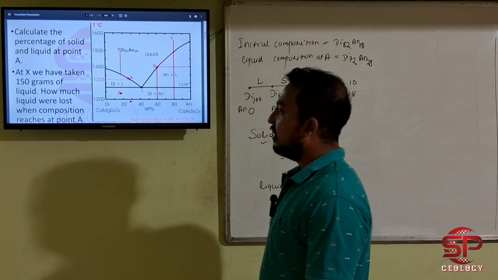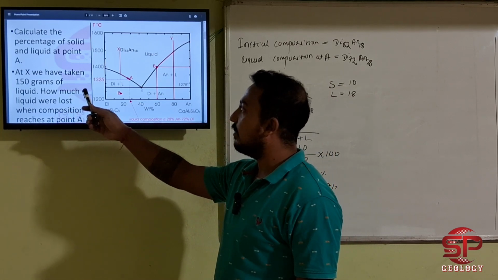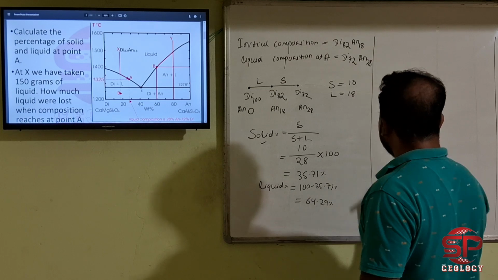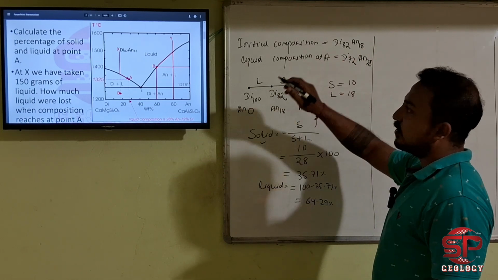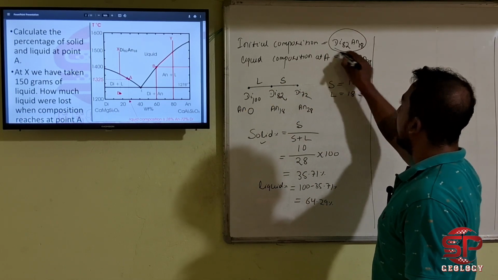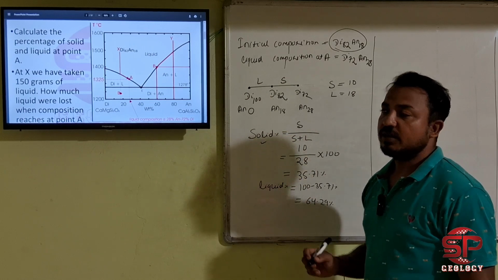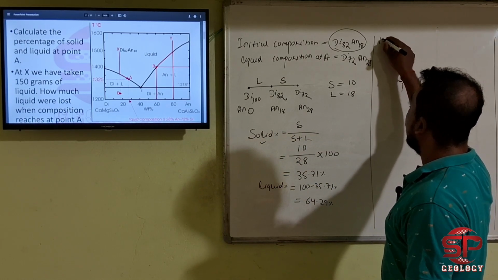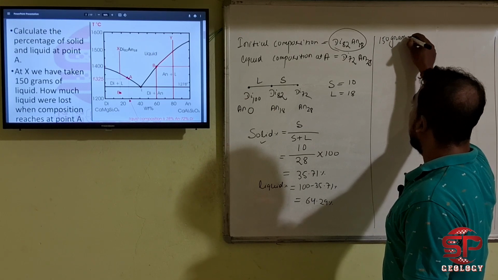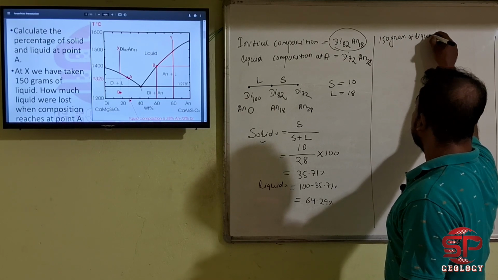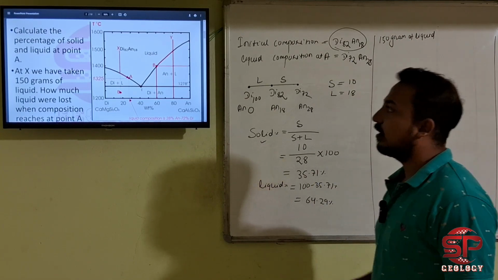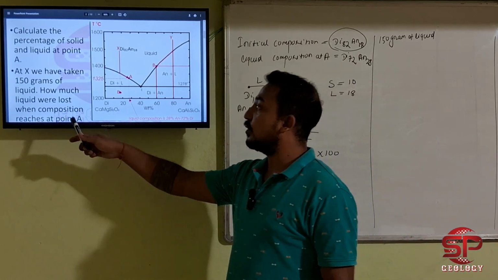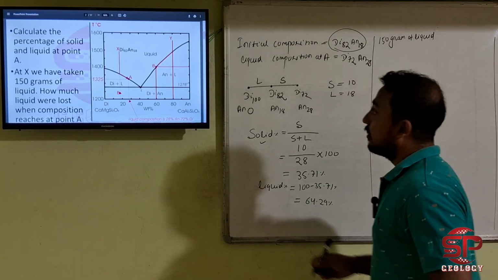Then comes the next question. At X we have taken, suppose, 150 gram. Suppose the initial composition, 82 and 18, is in liquid condition. So the amount we have taken at X is 150 gram of liquid, with a composition of 82 and 18. How much liquid was lost when the composition reaches point A?